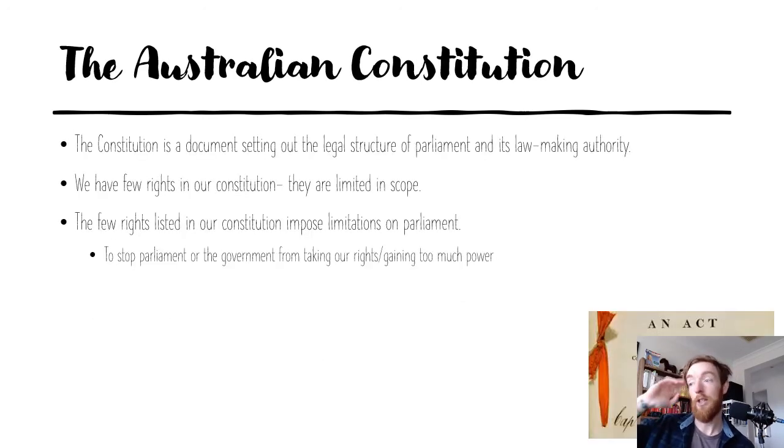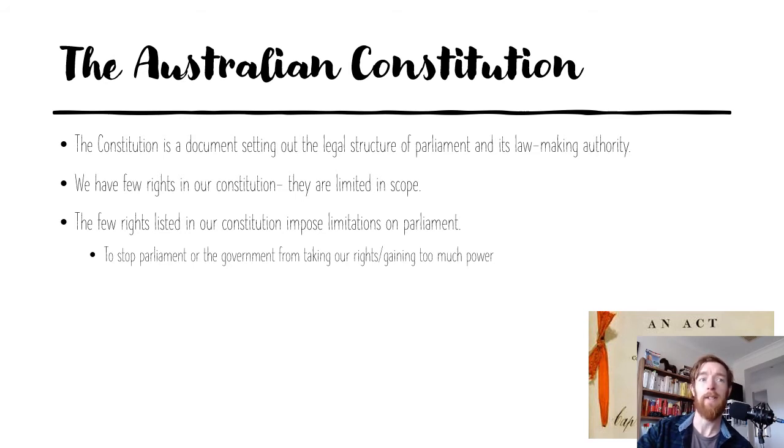So the Australian Constitution is a document setting out the legal structure of Parliament and its lawmaking authority. So we have a few rights in our Constitution, but they're limited in scope. The few rights listed in our Constitution impose limitations on Parliament. So they stop Parliament or the government from taking our rights or gaining too much power. Because if government has too much power, then that is not great for society.